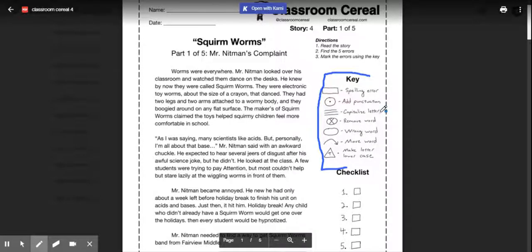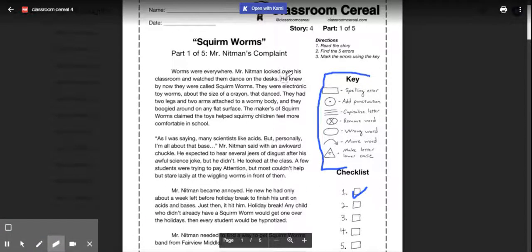We're going to be using this key to find out if there's a spelling error, add punctuation. We need a capital letter. We need to take out a word. If there's a wrong word, move a word, meaning the words are backwards, or make a letter lowercase. Every time you find something wrong, you put a check mark in the box.